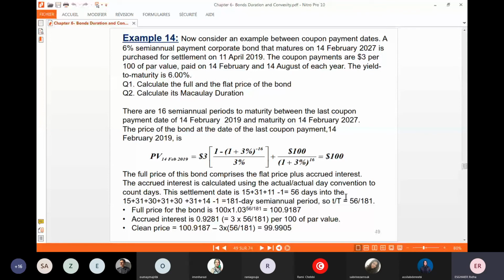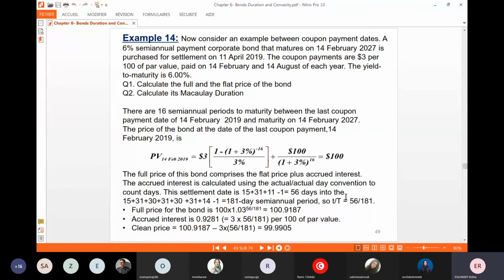The next coupon to be received will not be received within 6 months, less than 6 months. This is our case. The full price of the bond will include an accrued interest. There is interest that is growing between February 14 2019 and April 11 2019, and we have to calculate it. What did it tell us here? First thing, calculate the full and the flat price of this bond.